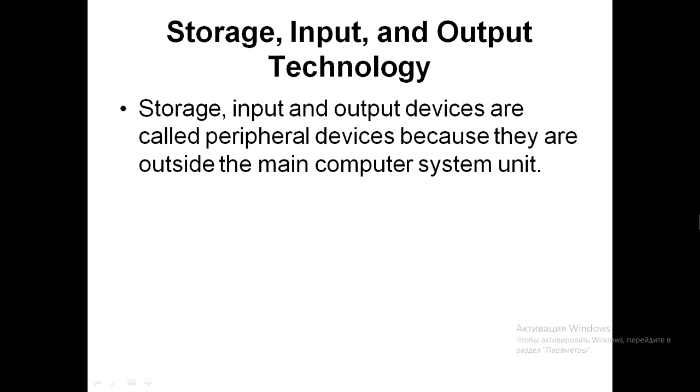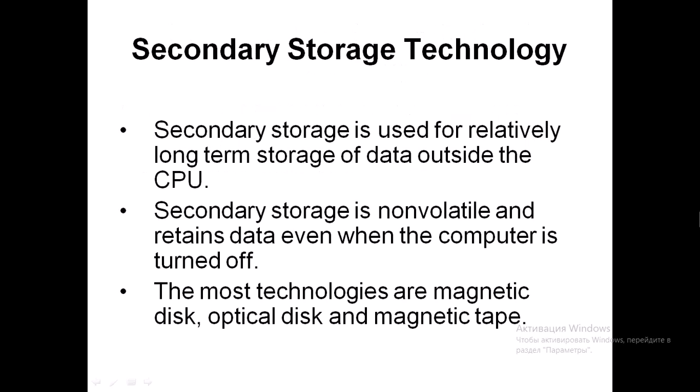Now the input, output, and storage technologies. Storage, input, and output devices are called peripheral devices because they are outside the main computer system unit. There are secondary storage technologies. Secondary storage is used for relatively long-term storage of data outside the central processing unit. Secondary storage is non-volatile and retains data even when the computer is turned off. The most common technologies are magnetic disk, optical disk, and magnetic tape.